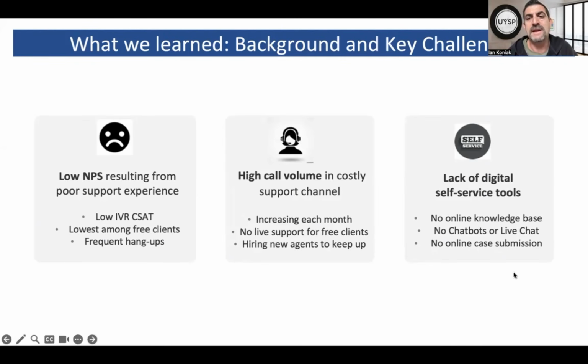And finally, they didn't have any way to digitally support these customers. There were no chatbots or live chat. There was no online case submission, and they didn't have a knowledge base or peer to peer. So again, we gave this presentation to them.